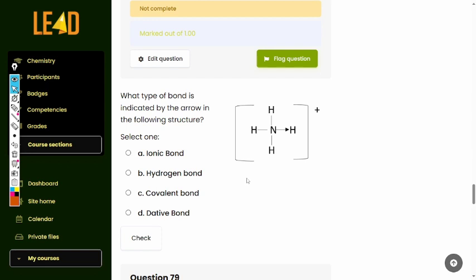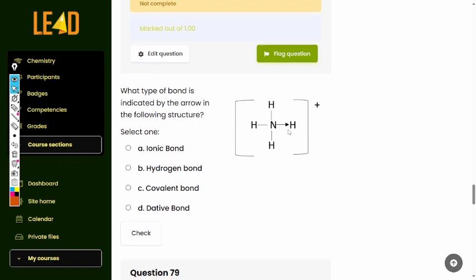Okay, 78. What type of bond is indicated by the arrow in the following structure? This arrow here means that there was a bond formed between ammonia and a hydrogen ion that gave us this. So this compound is, let's write that.